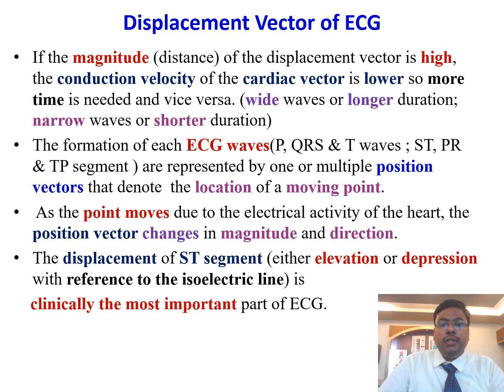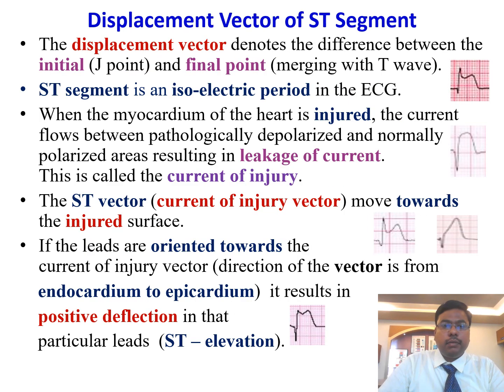The formation of each ECG wave is represented by one or multiple position vectors that denote the location of a moving point. As the point moves due to the electrical activity of the heart, the position vector changes in magnitude and direction. The displacement of the ST segment, either elevation or depression, with reference to the isoelectric line, is clinically the most important part of the ECG. The displacement vector denotes the difference between the initial J point and the final point that merges with the T wave. So the ST segment is an isoelectric period in the ECG.